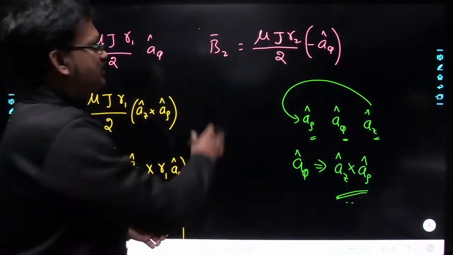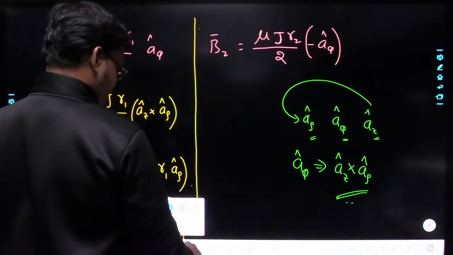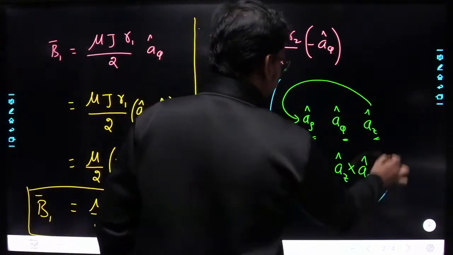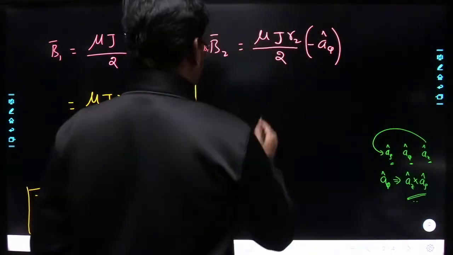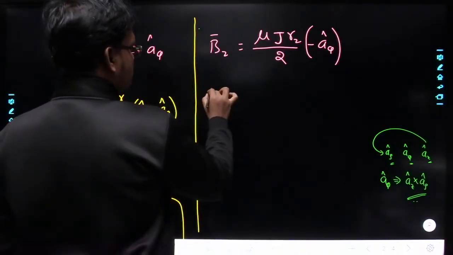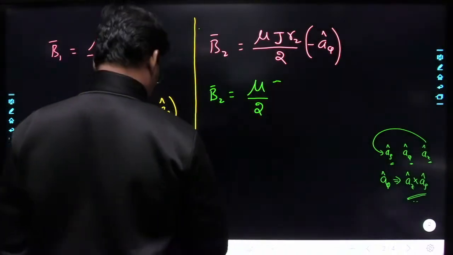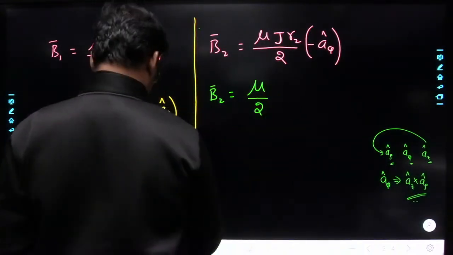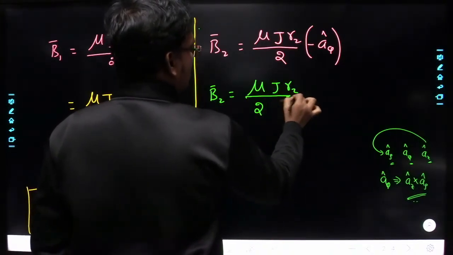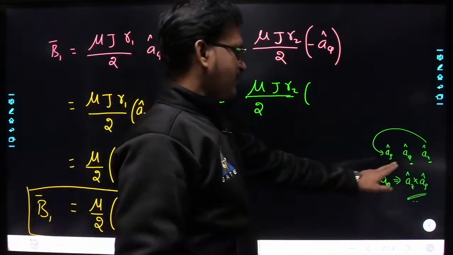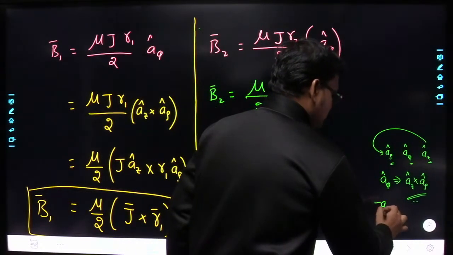Next, in the same manner, how can you write B2 bar? B2 bar is equal to mu by 2 J R2, now with minus A phi cap here. A phi cap is nothing but AZ cap cross aero cap, so minus A phi cap means we keep the minus as it is.